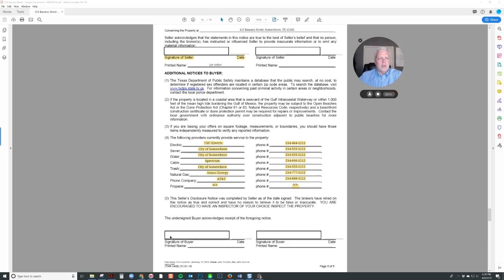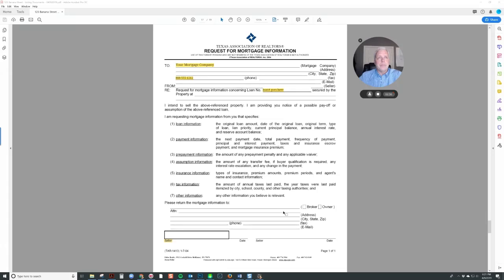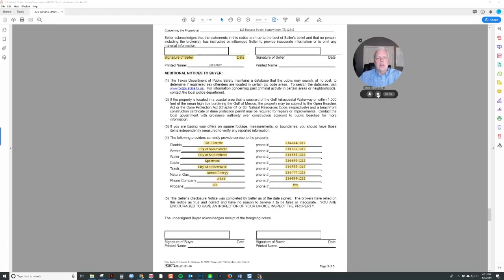Down at the bottom, you've got the signature of the buyer and the date and then the printed names. This is where the buyer will sign off on this disclosure when they're putting in an offer on the property. So it just shows that they've seen the condition of the property to the best of your knowledge, and they're acknowledging this document. So that basically goes over the seller's disclosure.